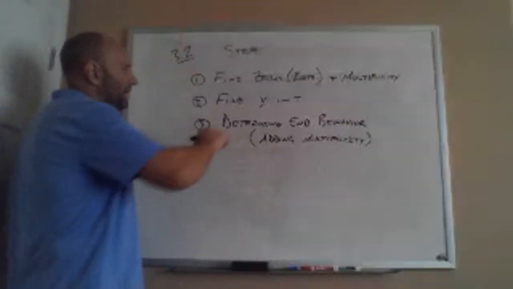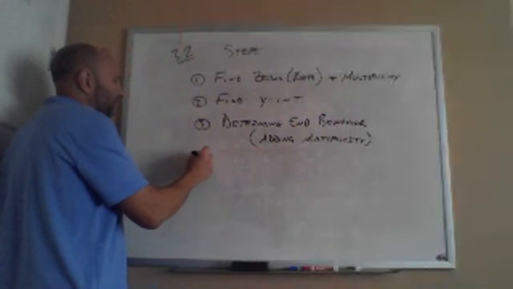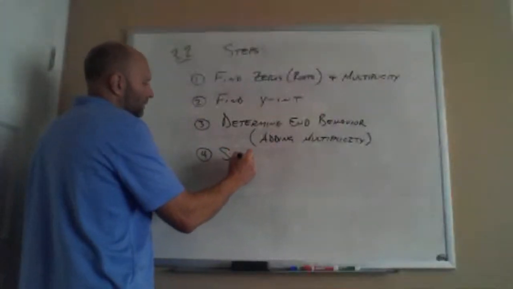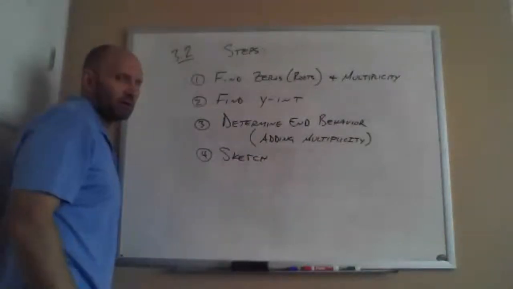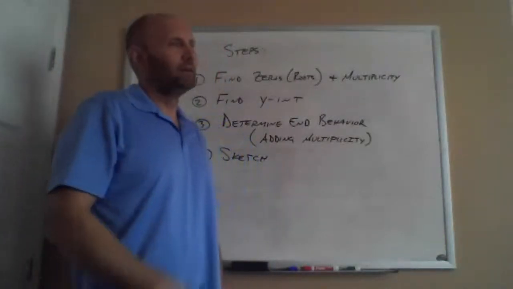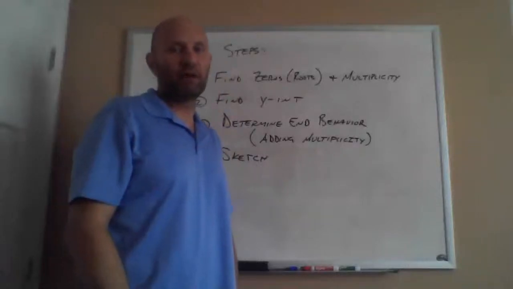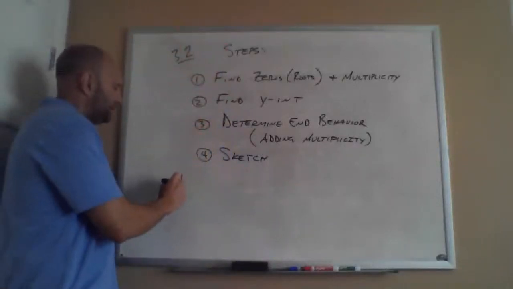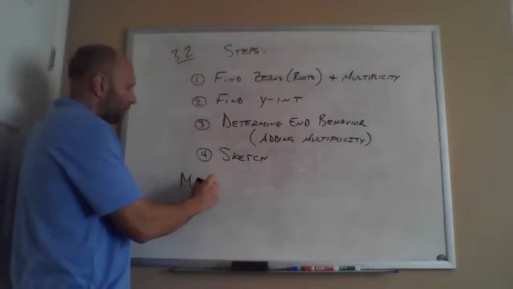So we determine end behavior. That's how we know where it starts and stops. And then lastly, we can sketch it. And I definitely mean sketch. These things aren't going to be to scale. They're probably going to look pretty ugly by the time we get done with them, but you're going to sketch it. Let me make one mention about multiplicity.